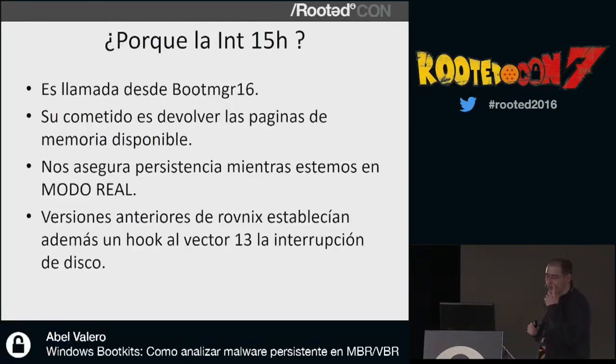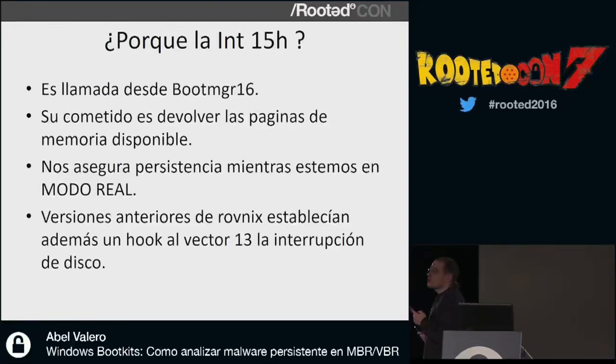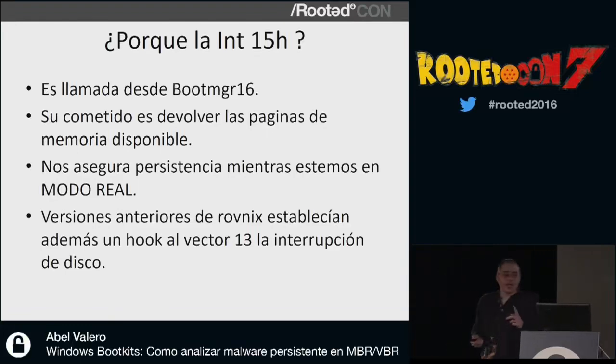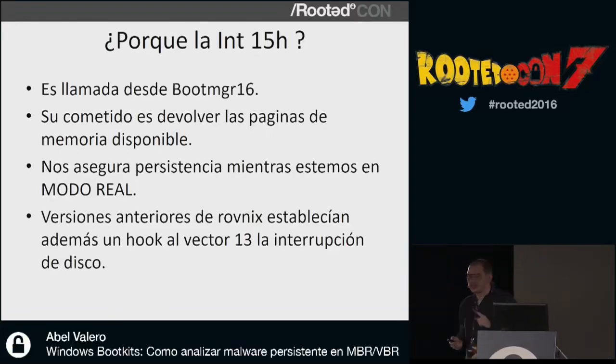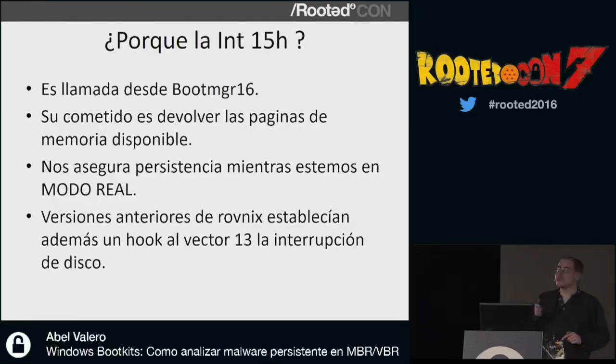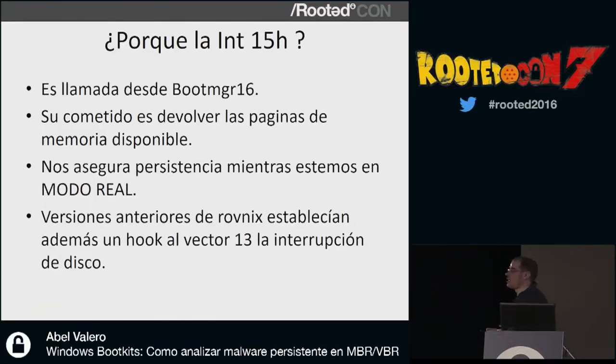So why does it go to interrupt number 15 in the first place? Well, it is used because this is for the memory map of the entire system. There are calls made to that address from boot manager 16. By using interrupt 15, two things are possible. Next time a call is made from boot manager 16, the bootkit will be able to control whatever comes from it. It returns the memory pages in the system.